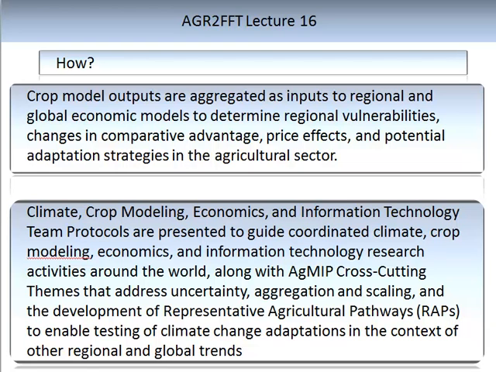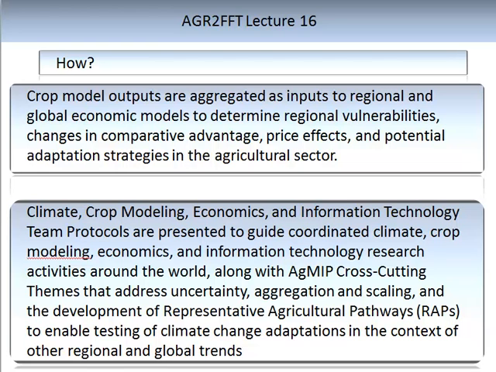Well, crop model outputs are going to be integrated as inputs to regional and global economic models to determine regional vulnerabilities, changes to competitive advantage, price effects, and the potential of adaptation strategies across the agricultural sector. They will use the following tools: climate, crop modelling, economics and information technology team protocols, which will be presented to guide coordinated climate, crop modelling, economics and information technology research activities across the world.